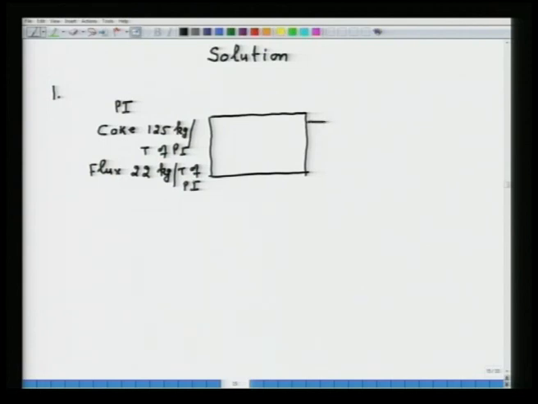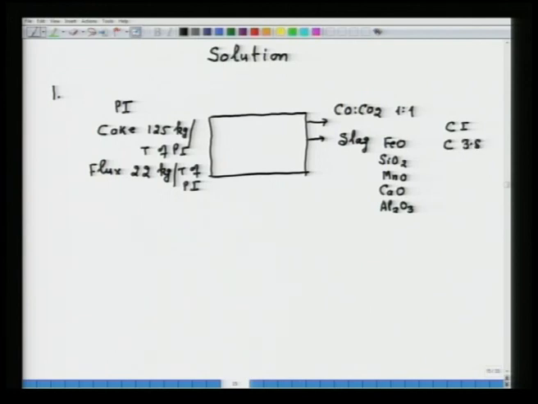Then in the output we have CO to CO2 ratio, which is given to us as 1:1. Then it is also given in the output slag, and the slag contains FeO, SiO2, MnO, CaO and Al2O3. Then we have cast iron, and it is said that in the cast iron carbon is 3.8%.